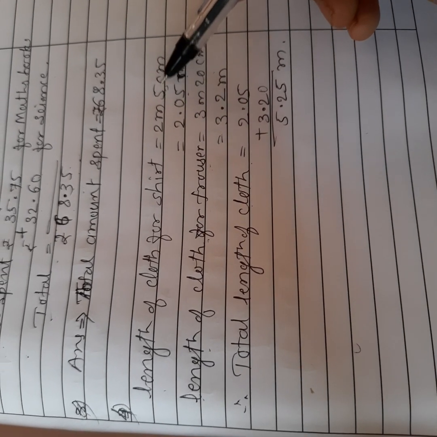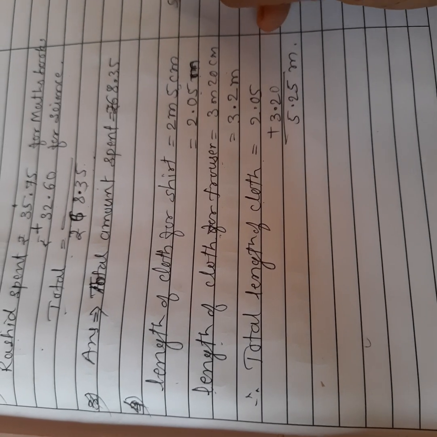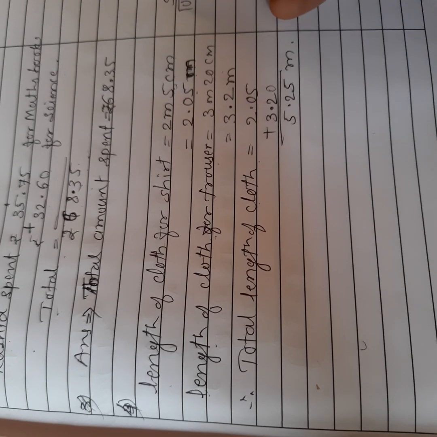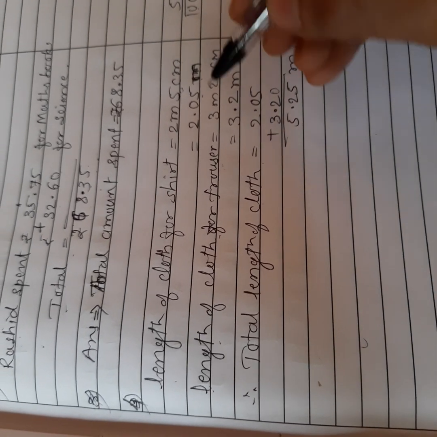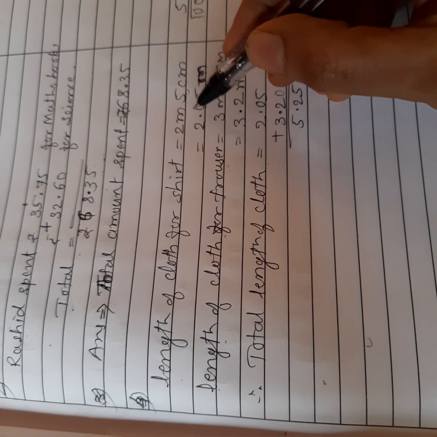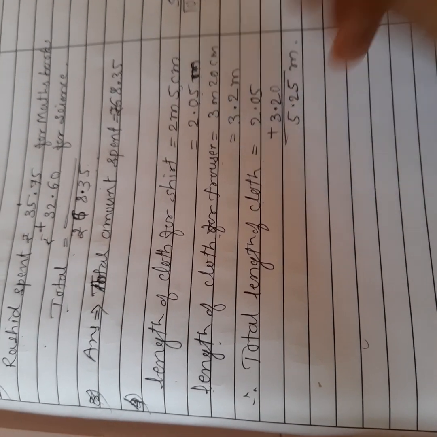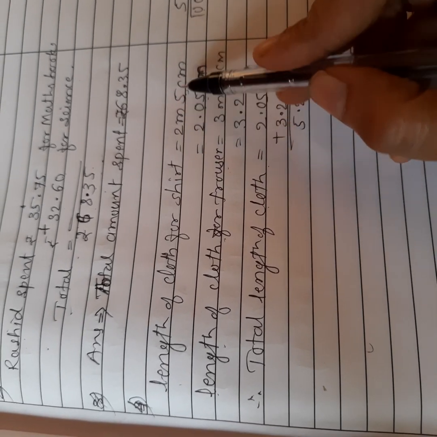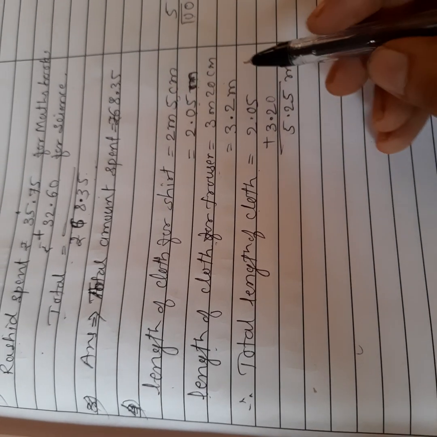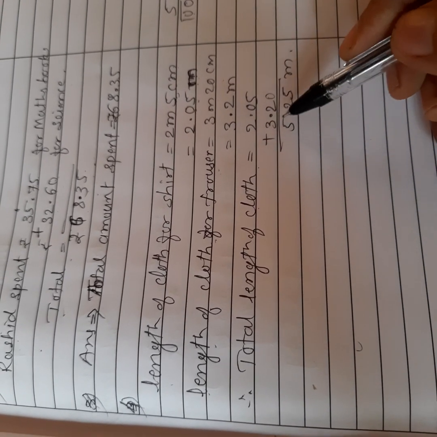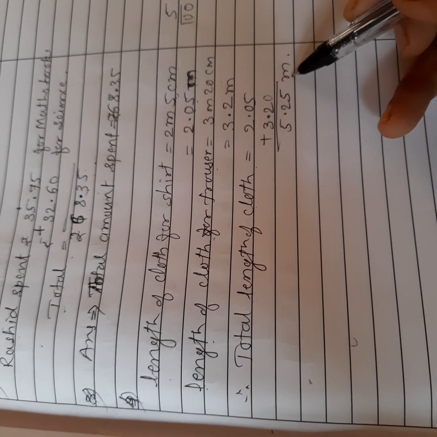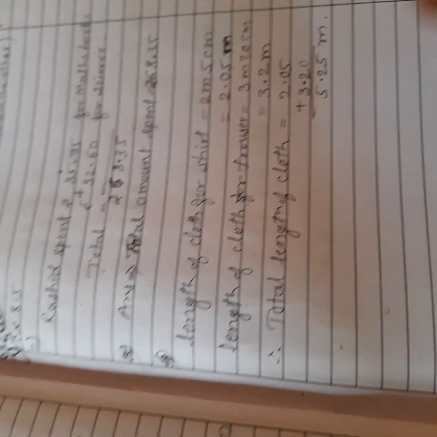Okay, so how can we write 5 centimeters? 5 centimeters means 5 divided by 100. So 5 divided by 100 means 5 will be in the hundredths place. Okay, so we have written it. So what should we write in the tenths place? Nothing in the tenths place means it will be 0. So the conversion of 2 meter 5 centimeter is equal to 2.05 meters. Same way we have done the conversion for the other, and the addition is equal to 5.25 meters. That is the total length of cloth required.